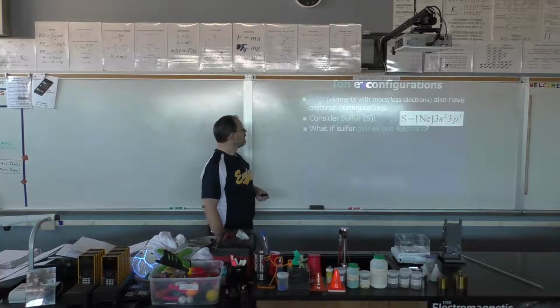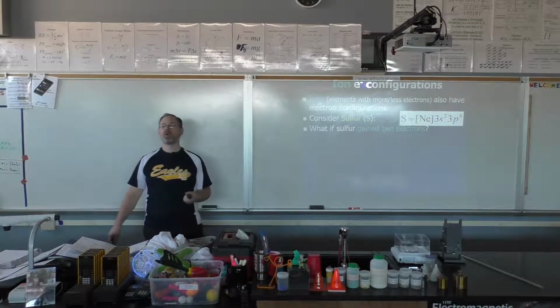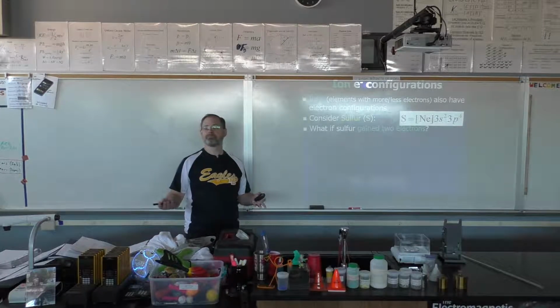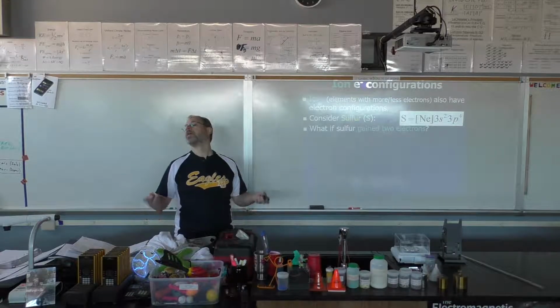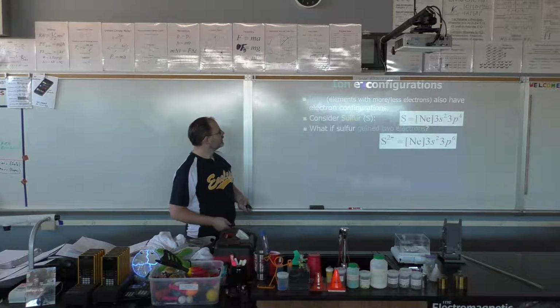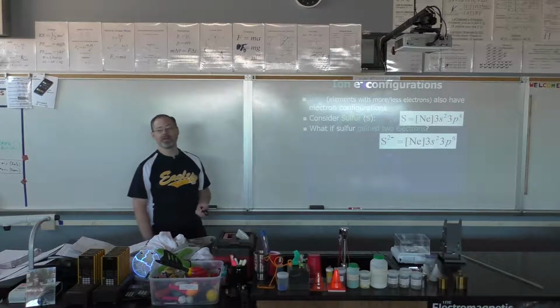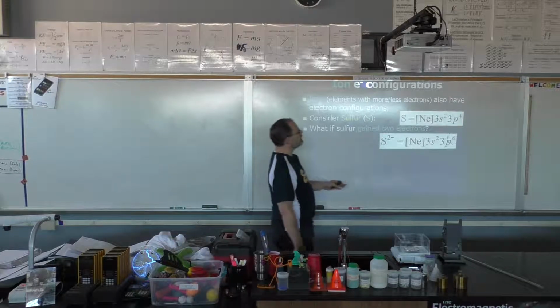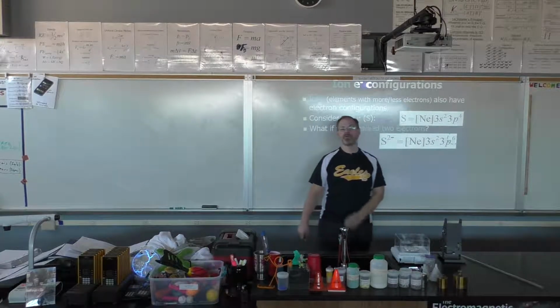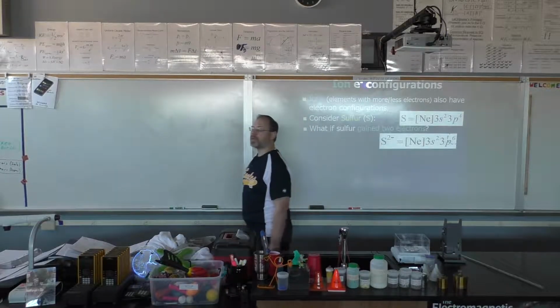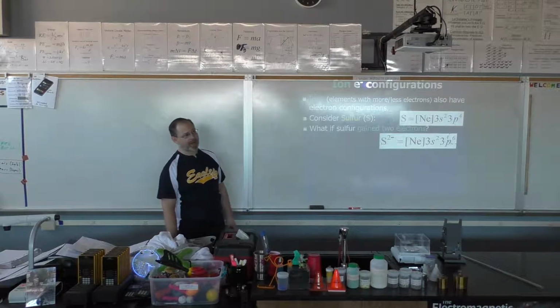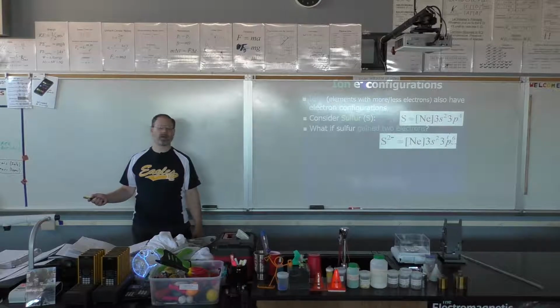So, what if sulfur gained 2 electrons? What would its electron configuration become? 3p6, yeah. So the sulfur 2- ion has the configuration neon 3s2, 3p6. Sulfur then looks like a noble gas. It looks a lot like argon.